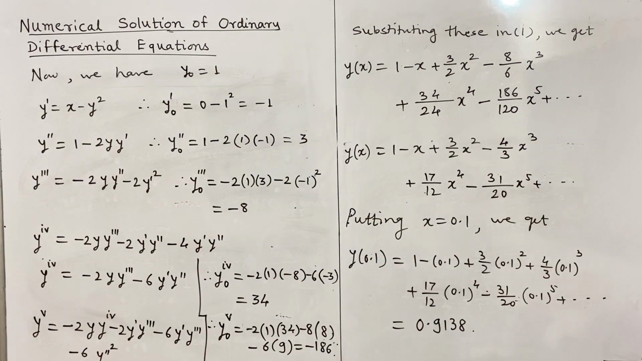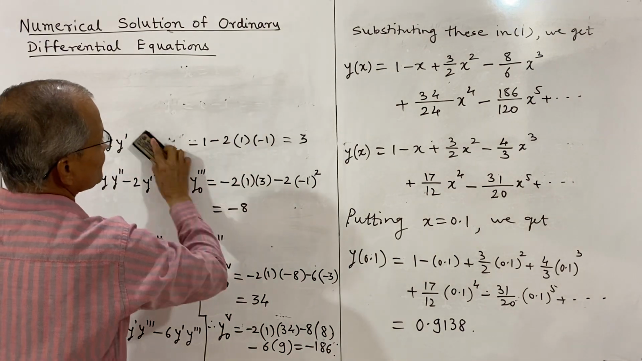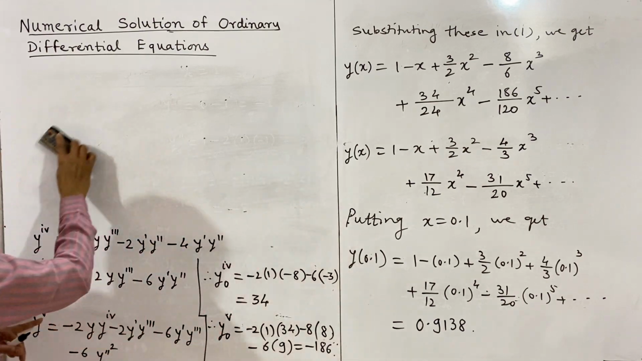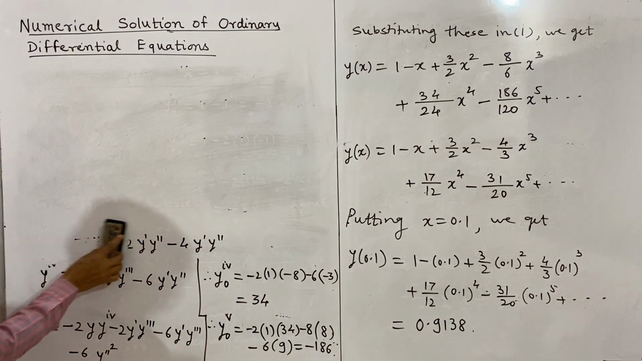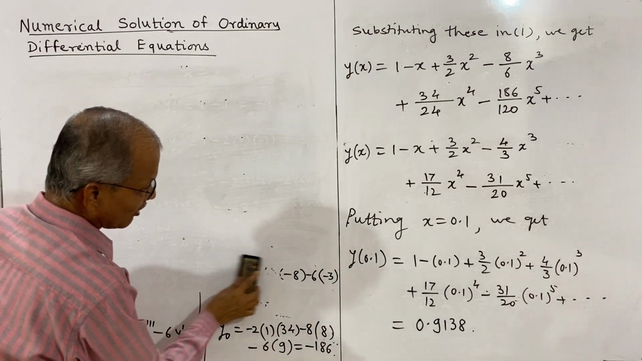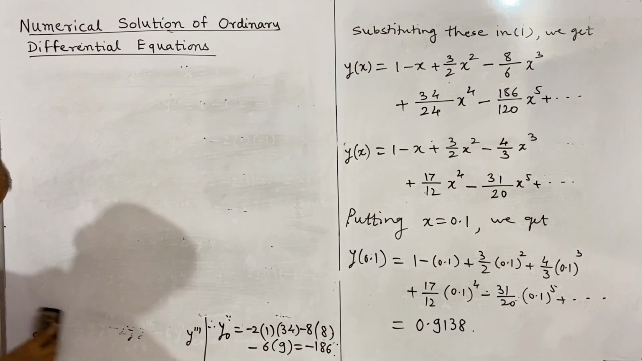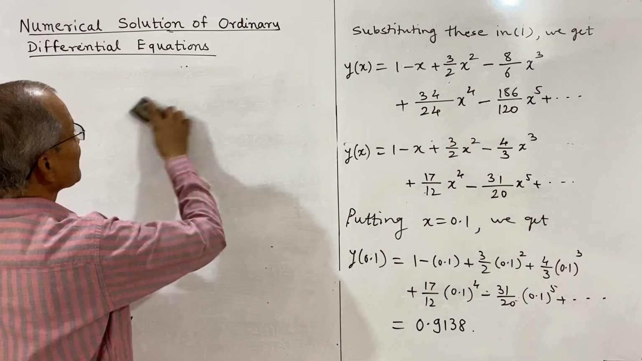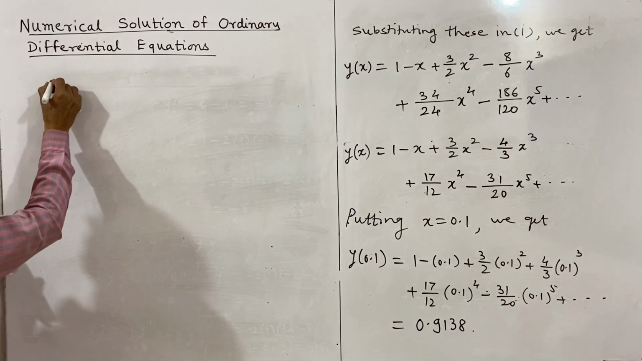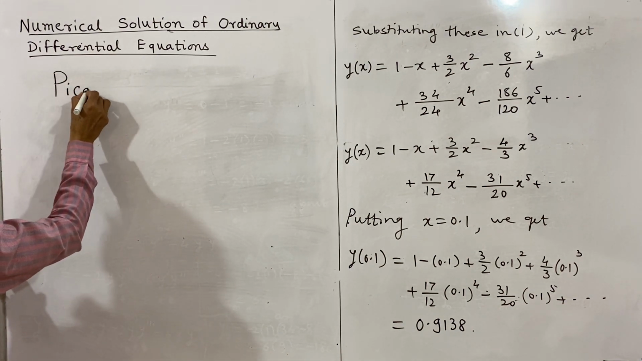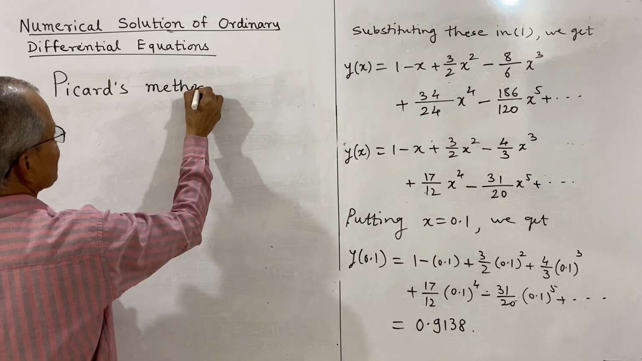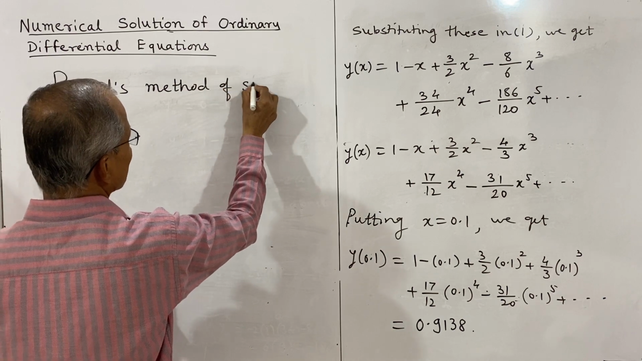Now we shall see the next method, which is Picard's method of approximation. See how we have obtained the values here. We are using the differentiation rules and formulae. We have written the derivatives, and those values are obtained at the initial point, where the initial point is given in the problem itself, as the initial condition. Now the next method we shall see is Picard's method, the method of successive approximation.